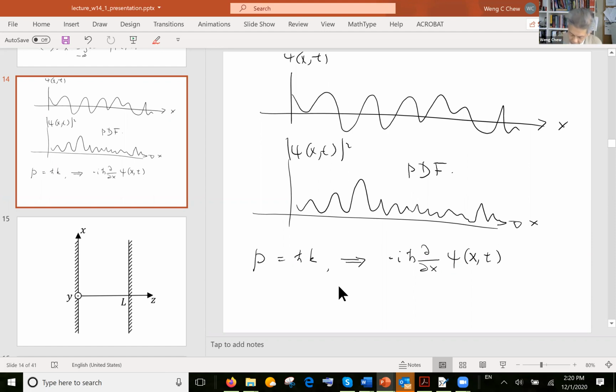Okay, so this actually becomes a momentum, and we call it an operator now. We call it p hat, and this is called a momentum operator.